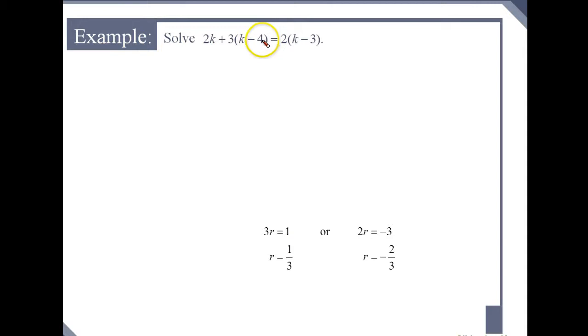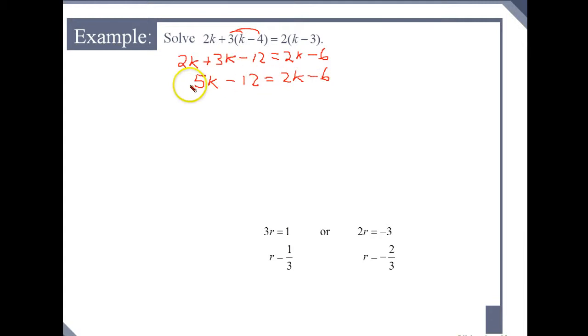So we have parentheses. One of the things we have to do is clear parentheses. So this becomes 2k plus 3k, distribute, and this becomes a negative 12. And this becomes 2k minus 6. Now, over on this side, we have like terms that we're going to group together. This becomes 5k minus 12 equals 2k minus 6.